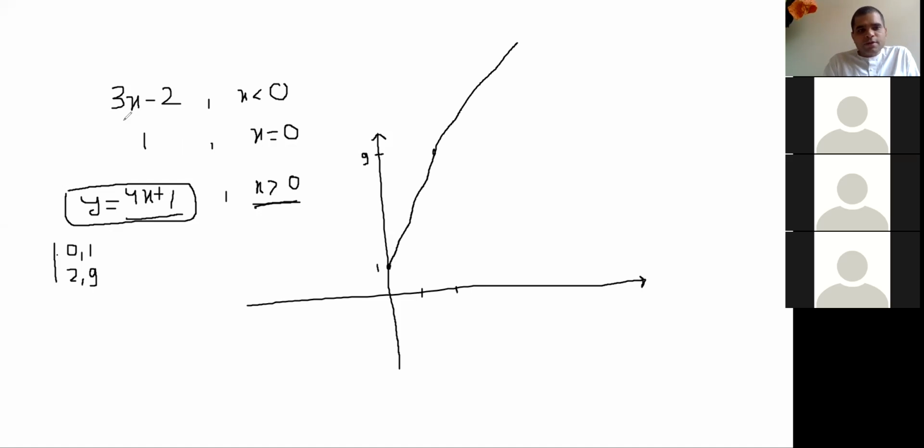Now for the other function, x less than 0, from the left side. If you put 0 here, what is the value of this function? Minus 2. So here is the point x equal to 0 and minus 2 is below. This is minus 1. This is minus 2. So you get this point 0 comma minus 2.